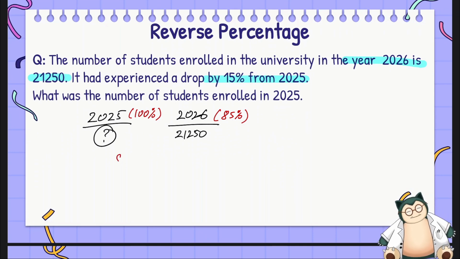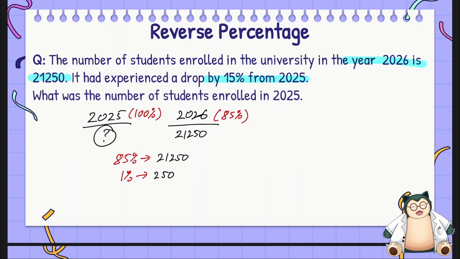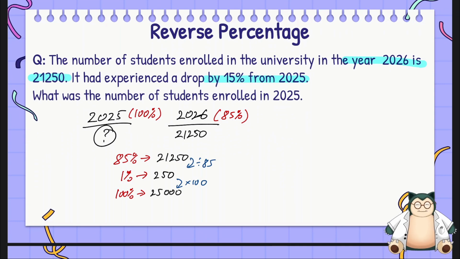So 85% is equivalent to 21,250 students. You want to find out what is 1%. So what we do is we take 21,250 divided by 85. That will give us 250 students simply by dividing by 85. And then to find our 100%, which is our initial amount in 2025, we will then multiply by 100, which gives us 25,000.